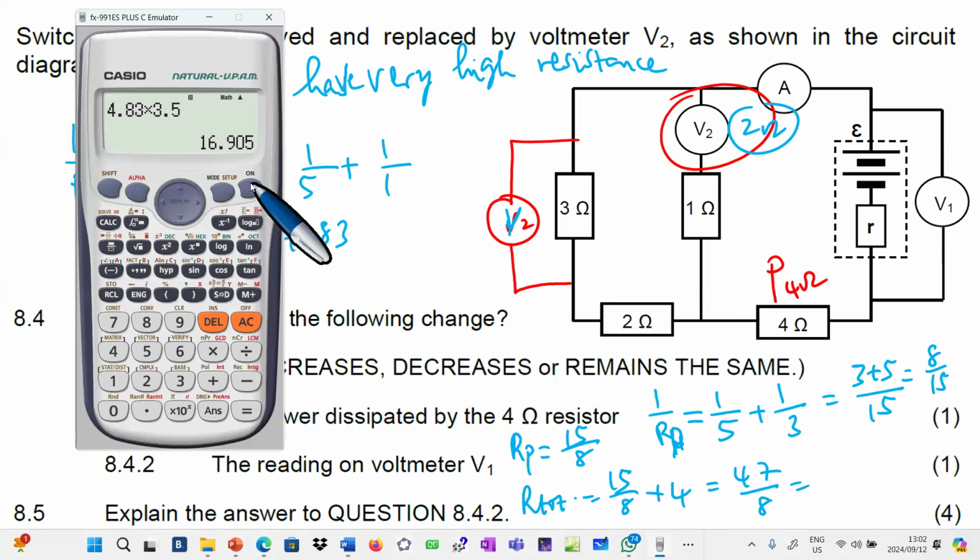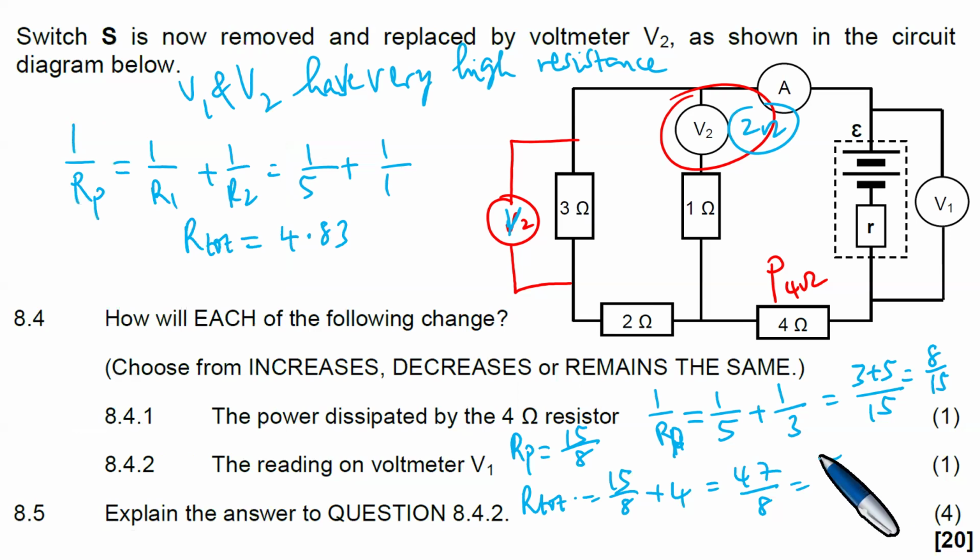Okay, now let's check this one. 47 divided by 8, which would be 5.875. So the R total was 4.83, and now the R total is going to be this one here. And you're going to see, therefore, that the resistance increased.